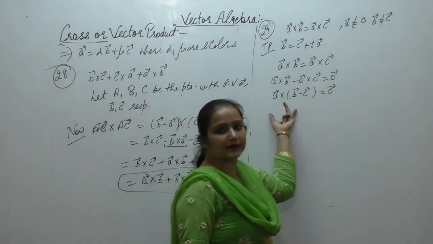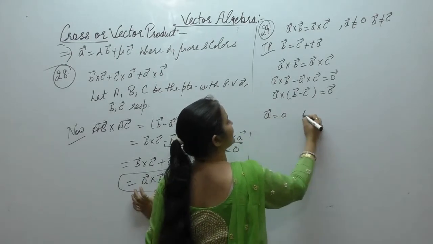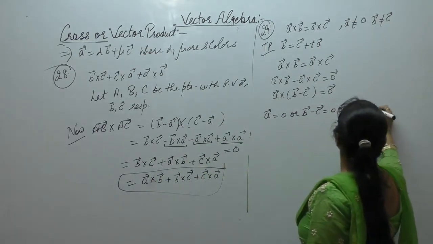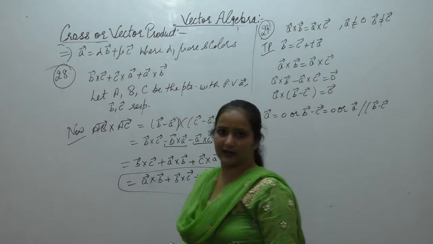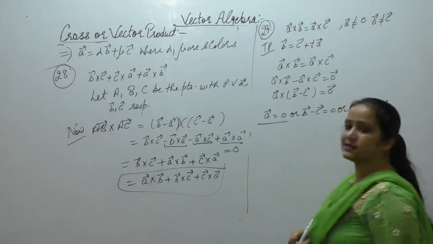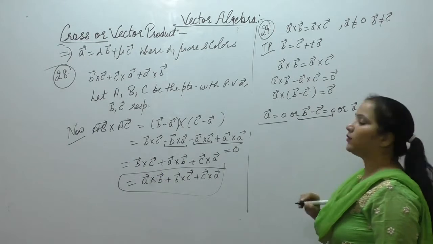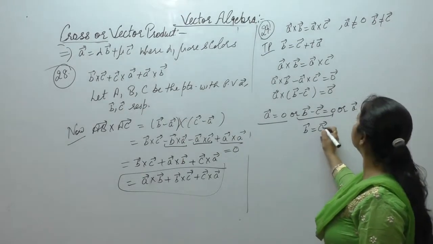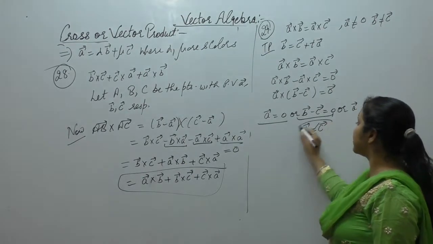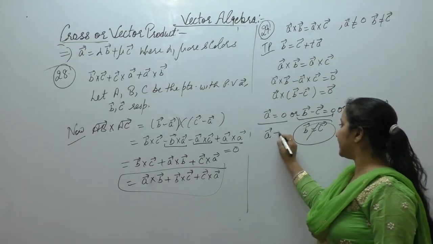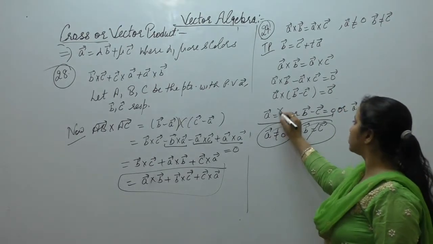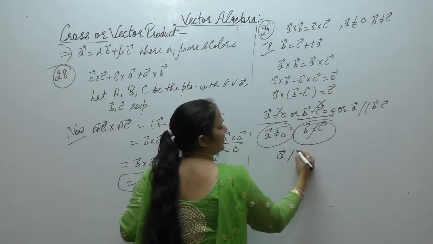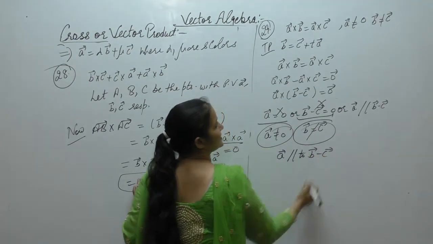If we take A vector common, A vector cross B minus C vector is 0. Cross product of two vectors is 0. Therefore either one vector is 0 or the other vector is 0, or these are parallel vectors. It is given that A vector is not equal to 0. If we set B minus C equal to 0, then B vector is equal to C vector. But it is given that B vector is not equal to C vector and A vector is not equal to 0. So these two conditions are not satisfied. So the only left condition is A vector is parallel to B vector minus C vector.